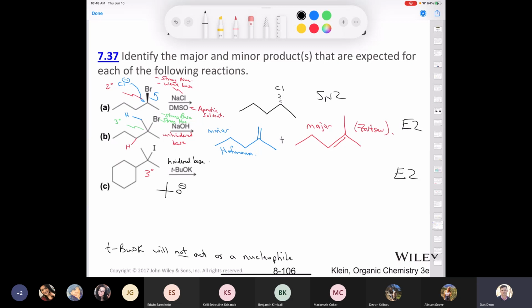There are two types of protons. There's these ones in green, and then there's this one in blue. If I pull off the one in green, I would end up with this, and I'll write it down here since I'm running out of space. If I pulled off the one in blue, I end up with this. Could anybody tell me which one would be the major, the green or the blue, if I've got a super hindered base?